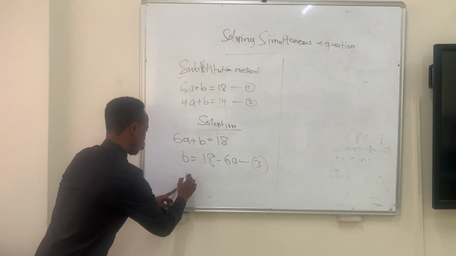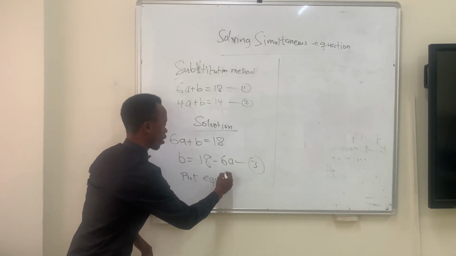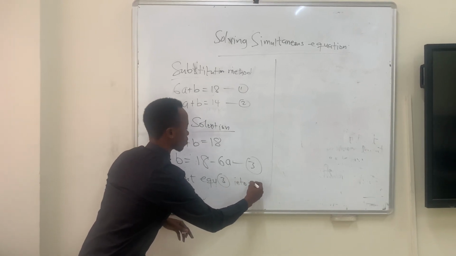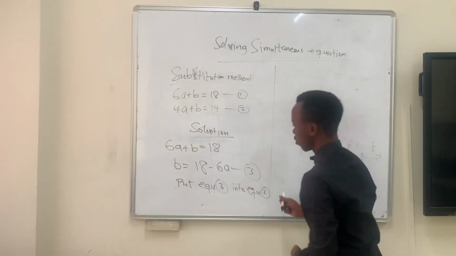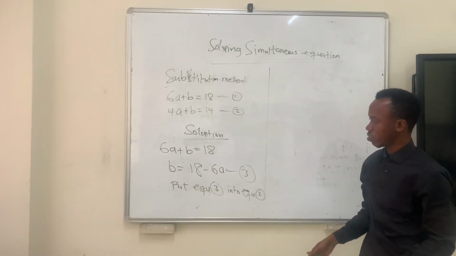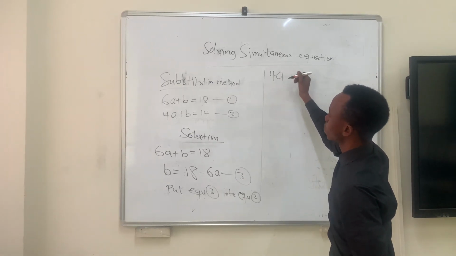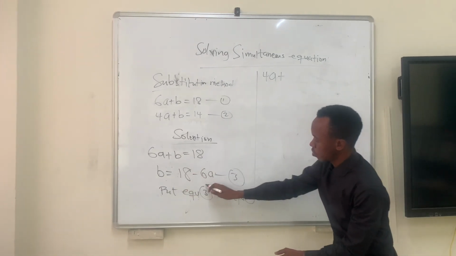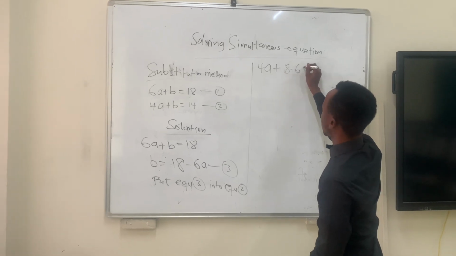So I'm going to do that. Put equation 3 into equation 2. Let's do the substitution so that we see what is happening. Like I said, wherever you see b in equation 2, you just substitute it by 18 minus 6a. So where is equation 2? This is equation 2. We have 4a, then plus, in place of the b, you are going to put the whole of this. So we have plus 18 minus 6a.